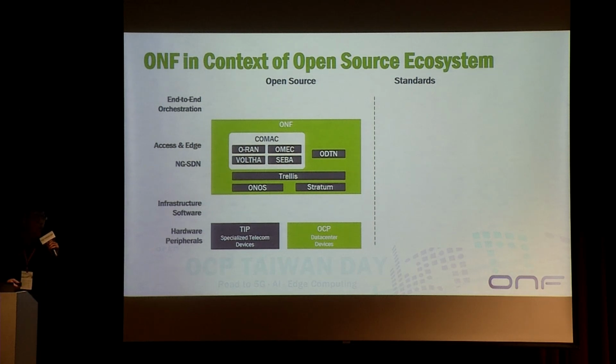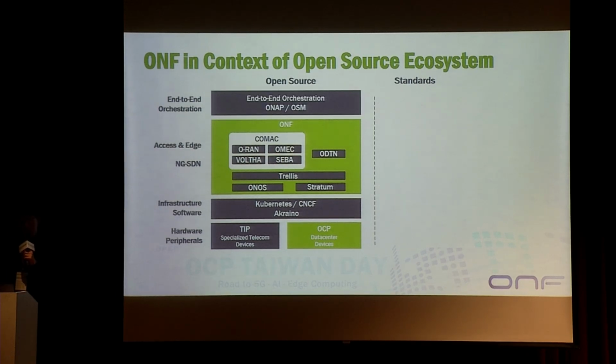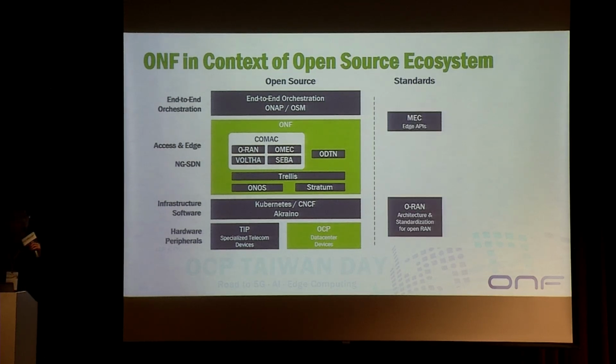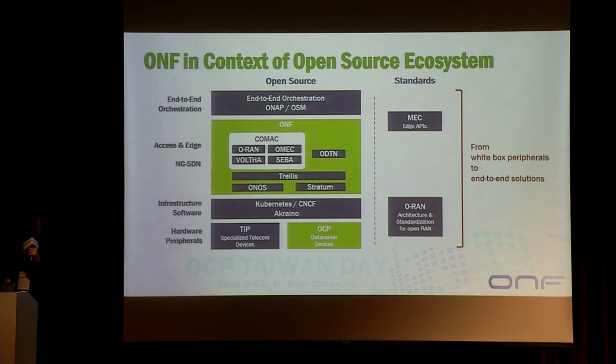We also collaborate with another organization called TIP. We have specialized telecom devices from TIP as well. We also use a lot of open source software from other communities like Kubernetes, and the software from the Cloud Native Foundation, and Cordra. On the top, we can also connect our stuff to end-to-end orchestration systems like ONAP and OSM. On the right-hand side, we also collaborate with several standards like MEC and O-RAN. And by collaborating with other open source communities, that enables us to provide everything from white box peripherals to end-to-end solutions.